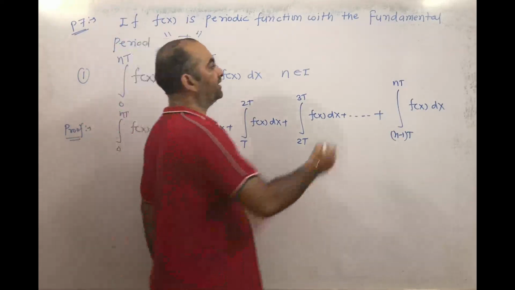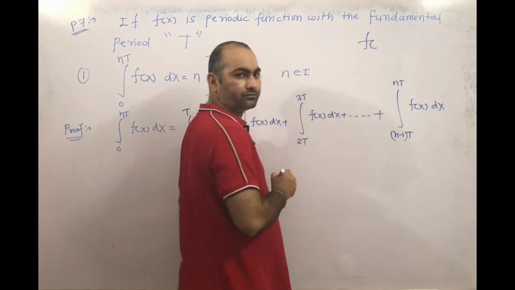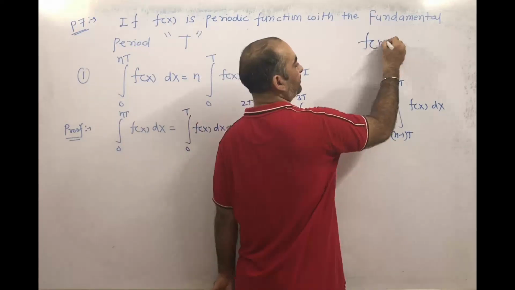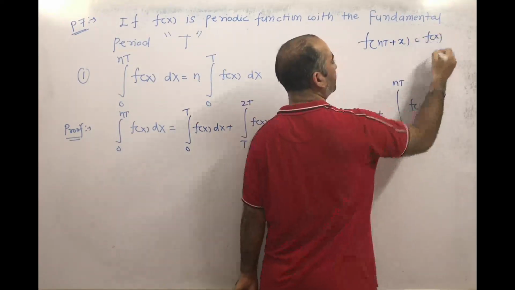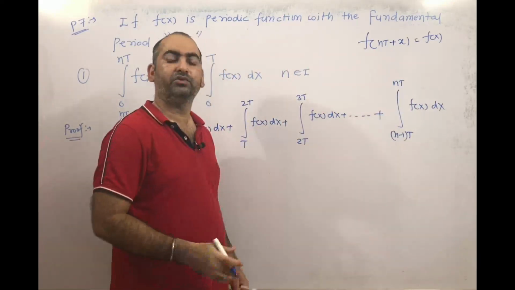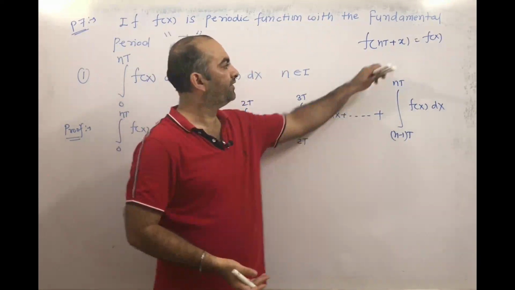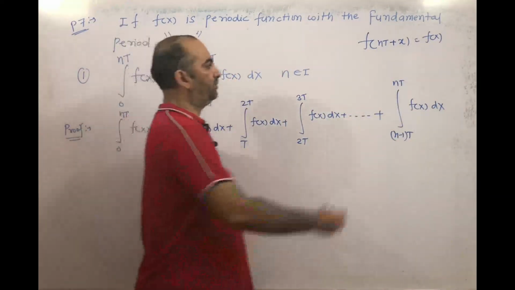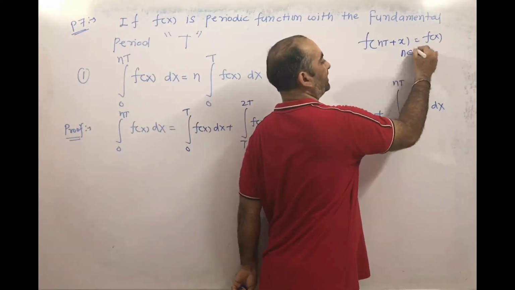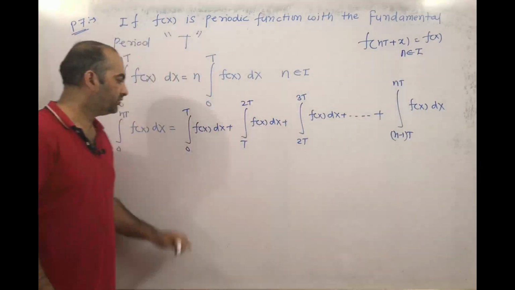So from here we can say that f of nT plus x equals f(x), because T is the fundamental period. So nT also we can say is a period. So f of nT plus x we can write as f(x). Okay, n value is an integer, n belongs to integers.